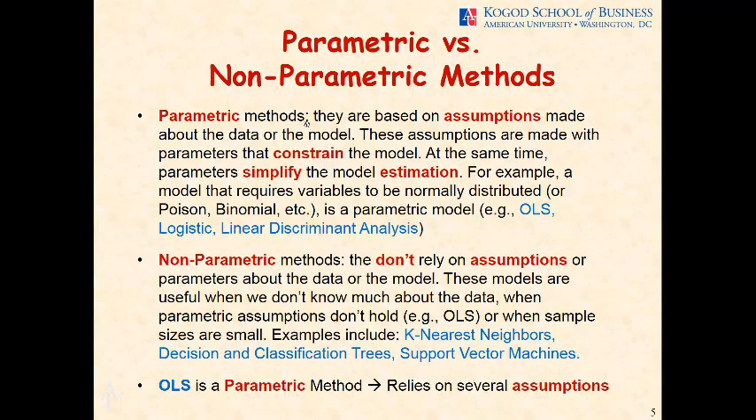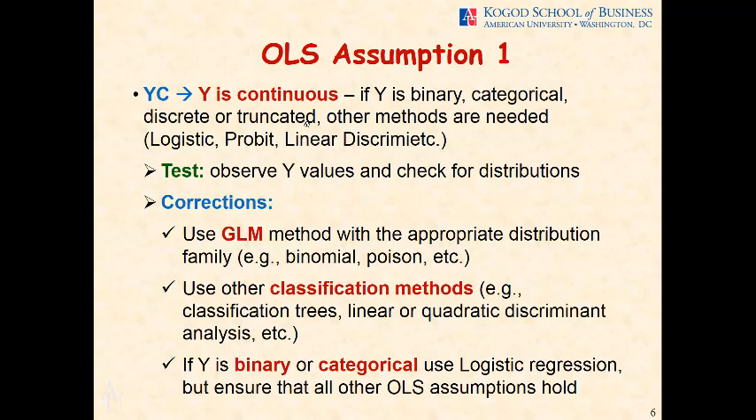Non-parametric methods, on the other hand, don't rely on assumptions. You can use them many times. You don't need to test anything. With K nearest neighbors, you just find, let's say, the 3 nearest neighbors, and you take the average for those 3 nearest neighbors, and you're done. You have your prediction right there. Your prediction is going to be an average of the response value for the 3 nearest neighbors in the data sample. The same is true for decision and classification trees and support vector machines. We don't need to test any assumptions. OLS is parametric. That means we need to worry about assumptions. So let's go through the assumptions one by one.